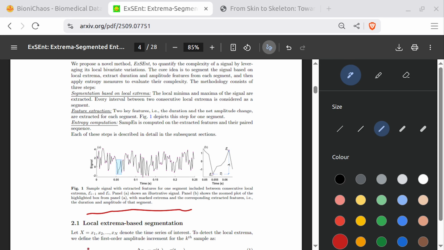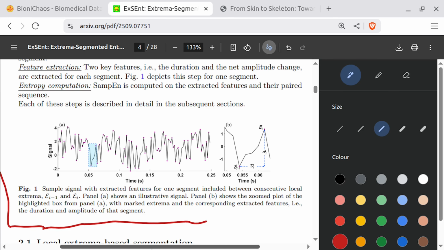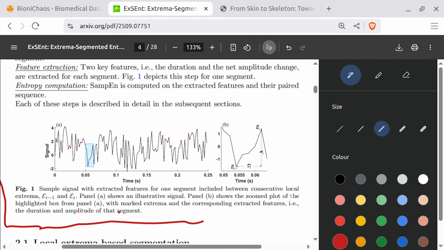Can you describe figure 1 real quick? Figure 1 is titled Sample Signal with Extracted Features for One Segment Included Between Consecutive Local Extrema. It has two panels, A and B. Panel A shows an illustrative signal, and Panel B shows the zoomed plot of the highlighted box from Panel A, with marked extrema and the corresponding extracted features, which include the duration and amplitude of that segment.